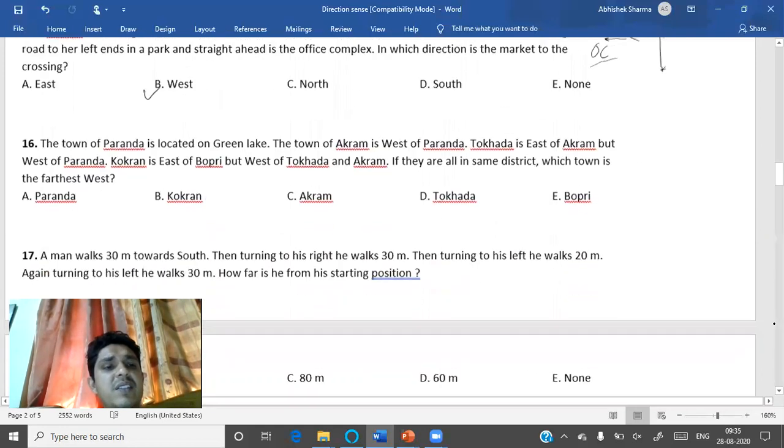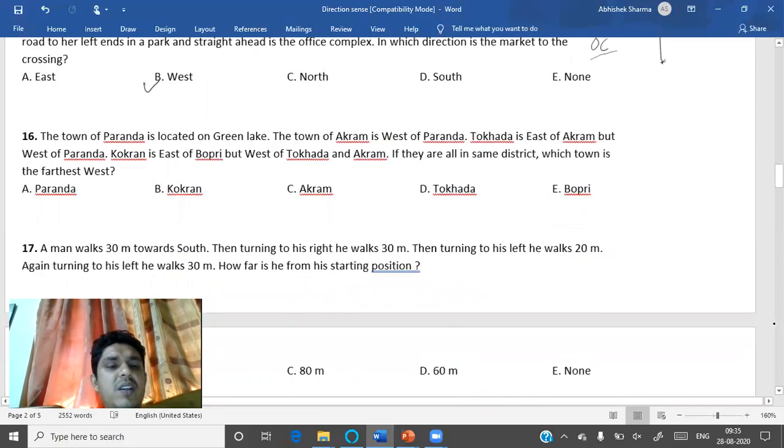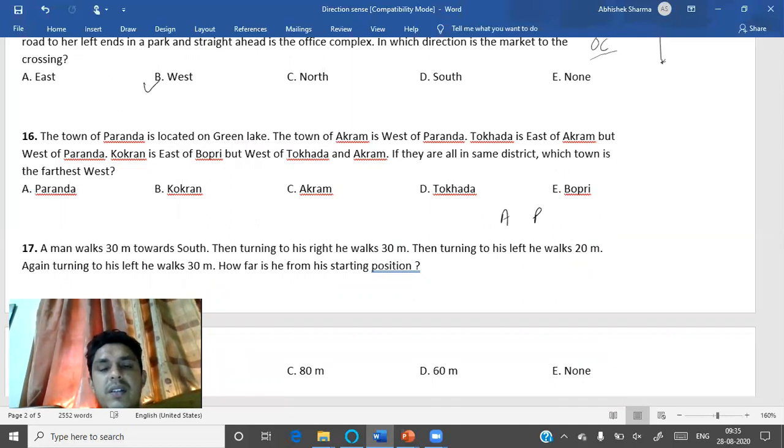Let us take another question, question number 16. The question is: the town of Pananda is located on the Green Lake. The town of Akram is west of Pananda. So I can write Akram as west of Pananda, right? The town of Akram is west of Pananda. Tokhade is east of Akram but west of Pananda. So simply Tokhade should be here.